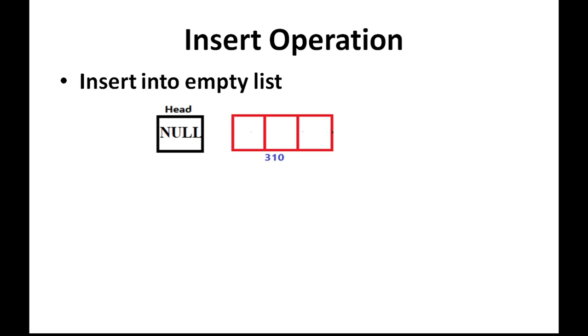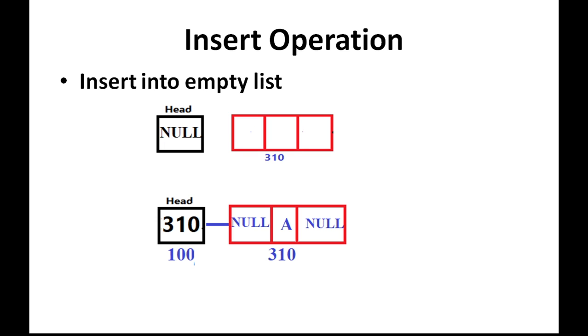The first option is that we are just going to insert a node for the first time into the linked list. For that, we have to assign a null value into both the backward pointer and the forward pointer of the new node, and we have to change the head pointer to contain the address of the new node. Then the insert operation is completed.